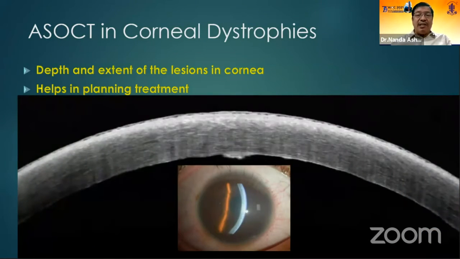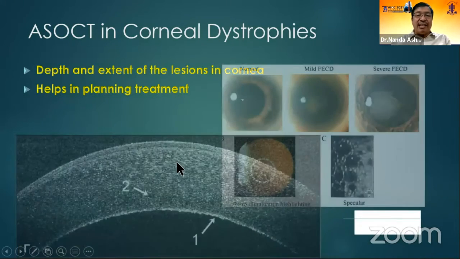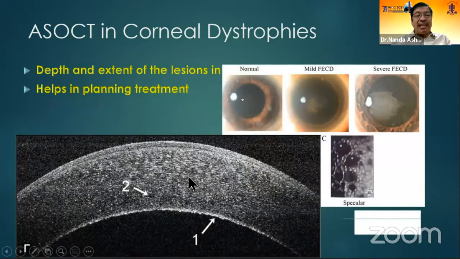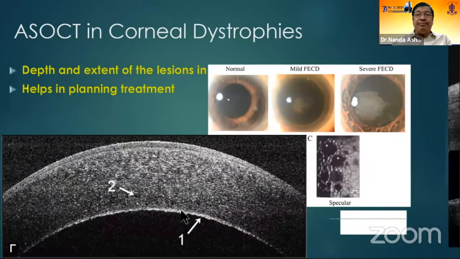In endothelial dystrophies, also in Fuchs, you can get nodules in the endothelium, and also here you can see there is subepithelial fluid present. In an advanced case of Fuchs, you can see stromal edema with water clefts in the stroma, and the whole of the endothelium appears to be granular.